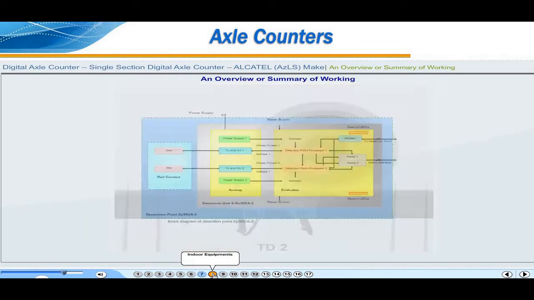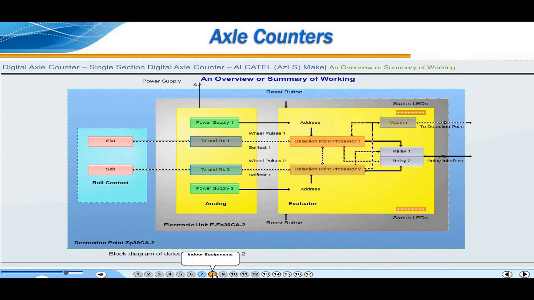Similarly, when a train goes out of the track section, it will be sensed by the evaluator card of the particular detection point, and this information will be shared with the other end detection point. If in counts and out counts match, then the CPU will drive Relay 1 and 2 and the section clear green LED indication will appear.